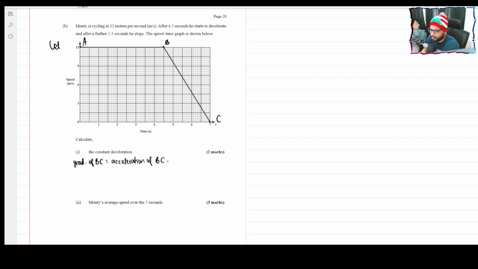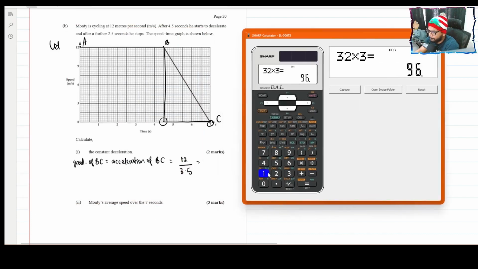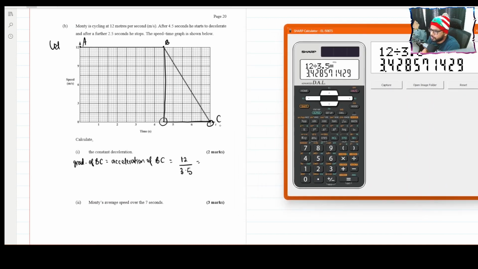of BC, which is equal to, we have a couple formulas we know for gradient. Vertical distance over horizontal interval, or we can have y2 minus y1 over x2 minus x1. In this case here, the vertical distance is 12 over the horizontal interval from here to here is going to be 7, take away 4.5, which is 3.5. Working this out, 12 divided by 3.5 is 3.43.